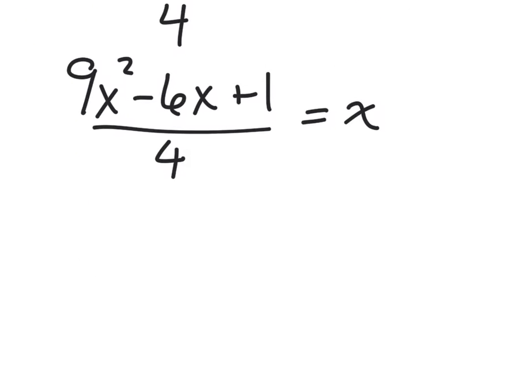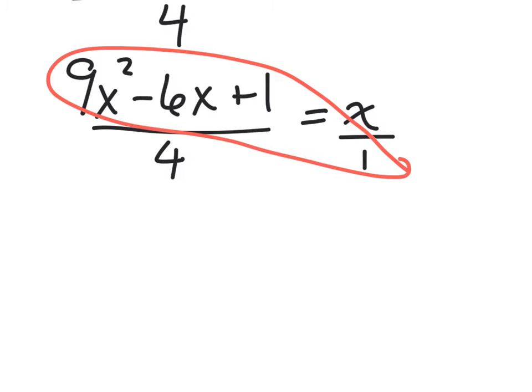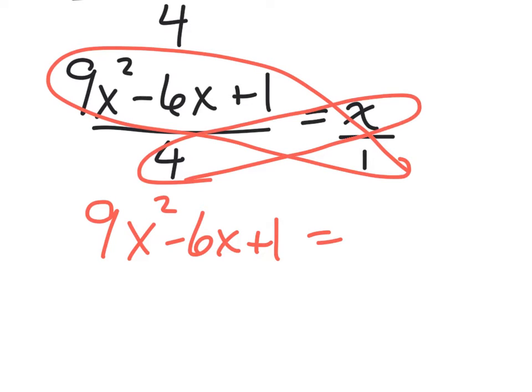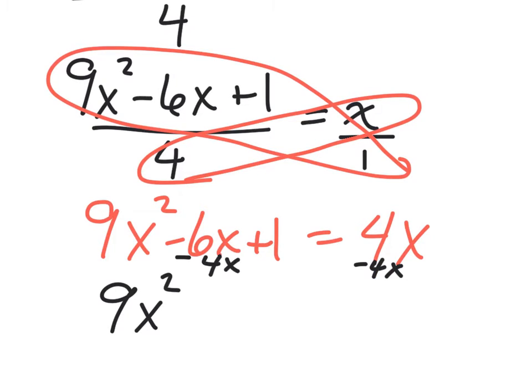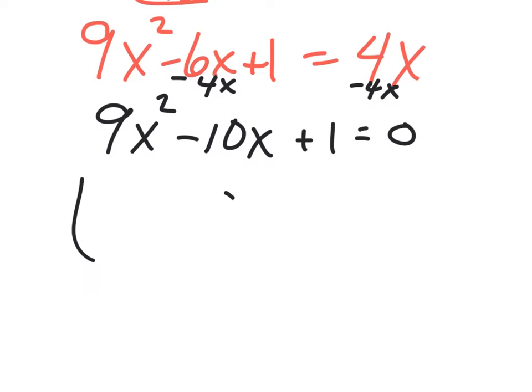At this point, hopefully you're saying I've got a fraction equal to, I can make this a fraction by putting it over 1, and I'm going to cross multiply. So this piece, 9x squared minus 6x plus 1 equals this piece, 4x. Of course, then we'll set her equal to 0. 9x squared, I'm going to subtract the 4x over, so minus 10x plus 1 equals 0. We've got some nice factoring going on here.